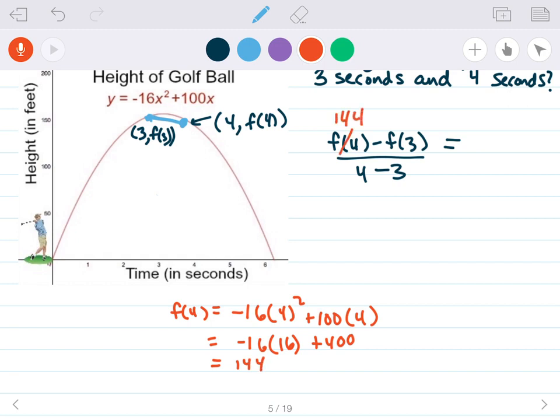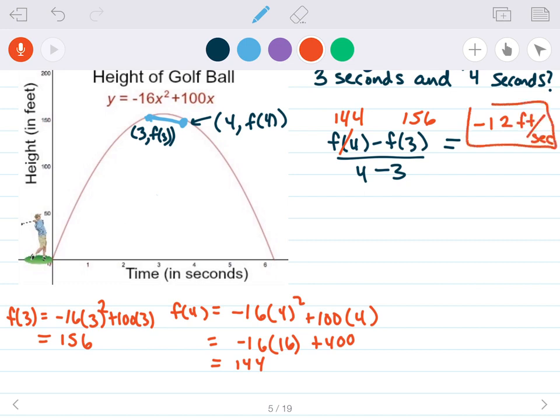So that's 144, and then f of 3, I'll do over here. Okay, so I'm getting 156. All right, so evaluating this, 144 minus 156 divided by 1. So that, again, we are getting negative 12 feet per second for the average velocity between 3 and 4.